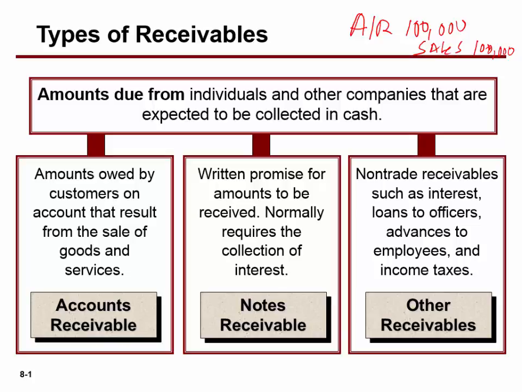So, FASB knows this too. And what they tell a company is when you go ahead and you debit the accounts receivable and you credit sales, you have a responsibility to at the same time make an estimate of what you think you're not going to collect.